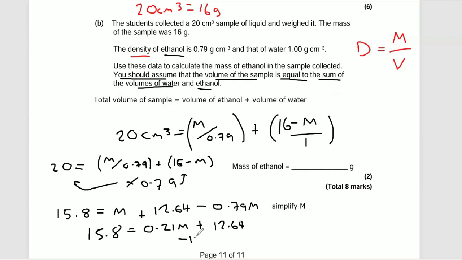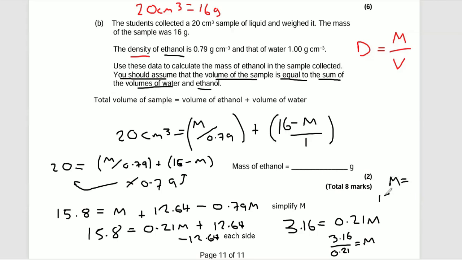Now I need to get rid of that number 12.64. I can do that by minusing it from each side. So take that away on the right and I just have 0.21 M, and take it away from the left, the 15.8, and I'm left with 3.16 is equal to 0.21 M. Now I want to find M, so divide both sides by 0.21. So I go 3.16 over 0.21 equals M. And if I divide 3.16 by 0.21, M equals 15.04. And you probably just say that M is 15 grams.